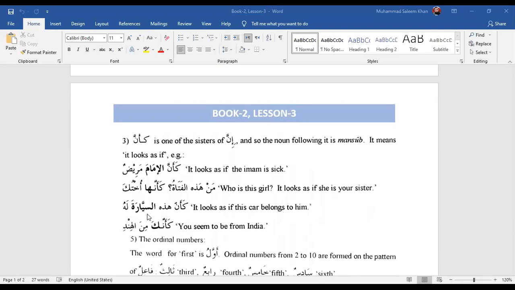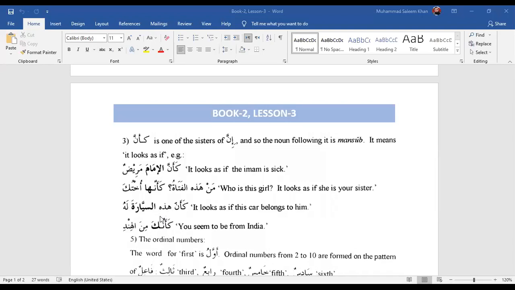So كأن هذه السيارة. What about هذه? What will be the ending of هذه? The ending will be the same, but is it marfu, mansub, or majroor? Majroor? Mansub. Whatever comes after ka'anna is mansub, because the noun that comes after ka'anna will be mansub.